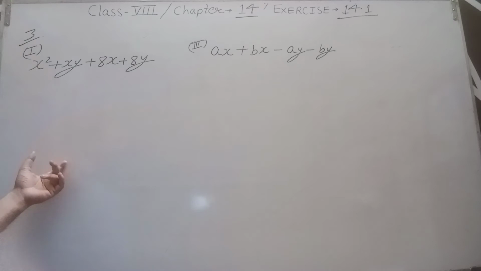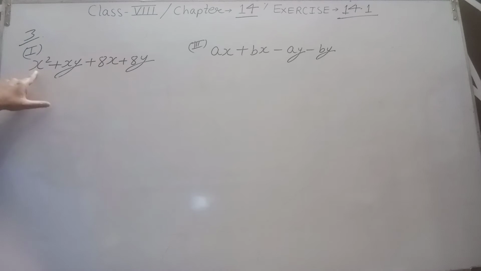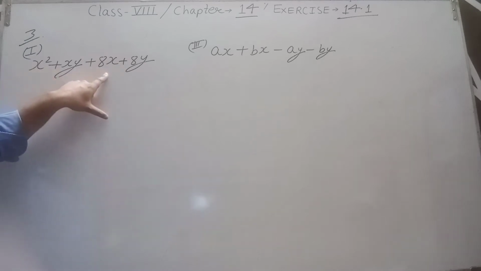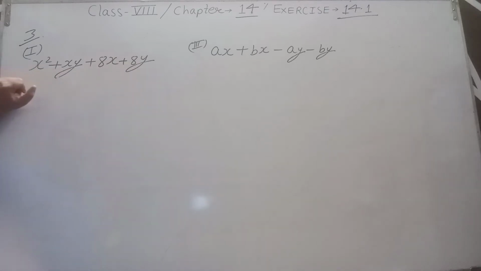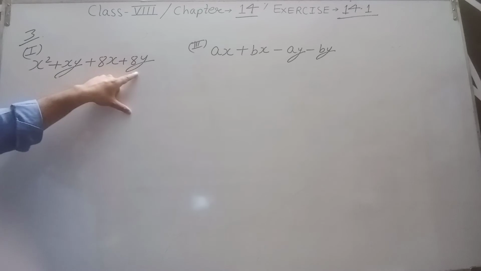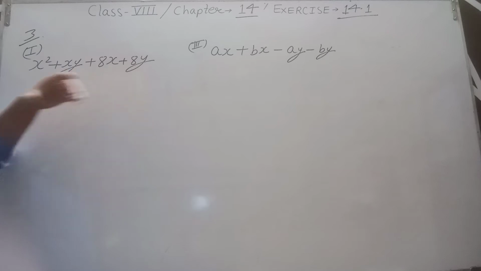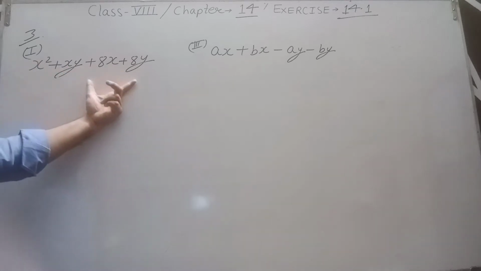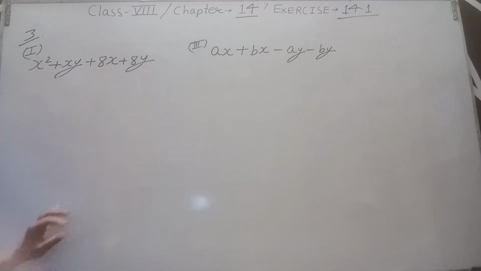So how can we factorize it? It contains a total of 4 terms, and we observe whether there is a common factor. X is present in these 3 terms, but x is not present in this term, so x can't be common in all the terms. Y is present in these 2 terms, so y also can't be common, and the number 8 is present only in these 2 terms, so 8 also can't be common. So in all the terms we can't take any factor as common.